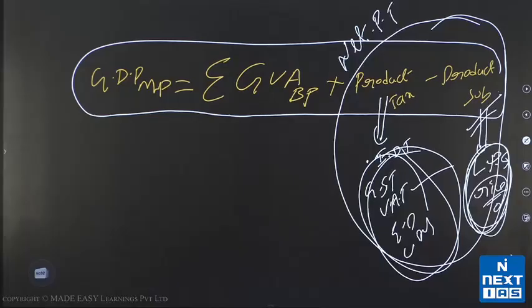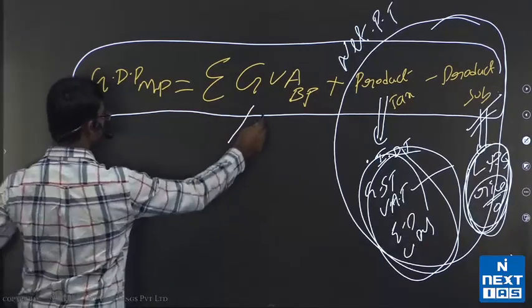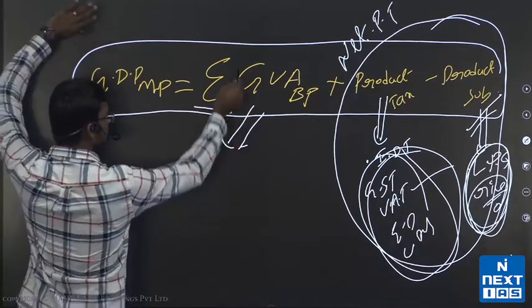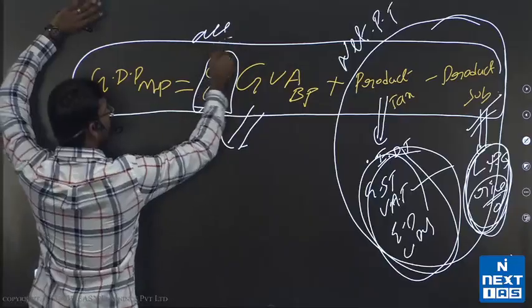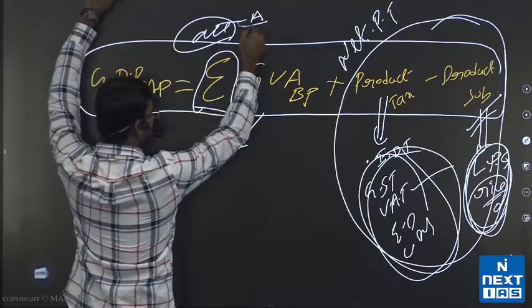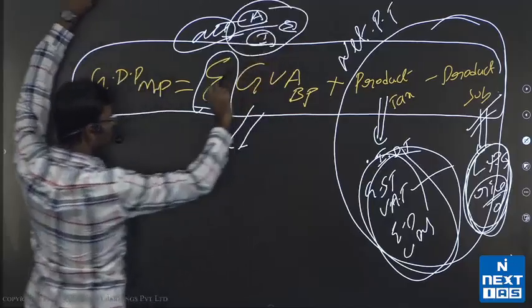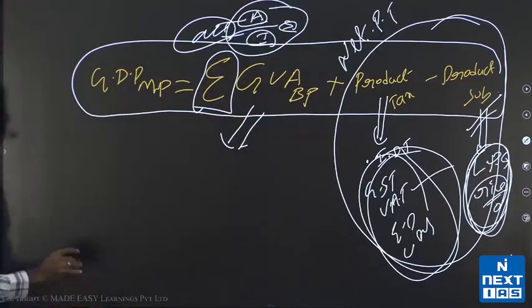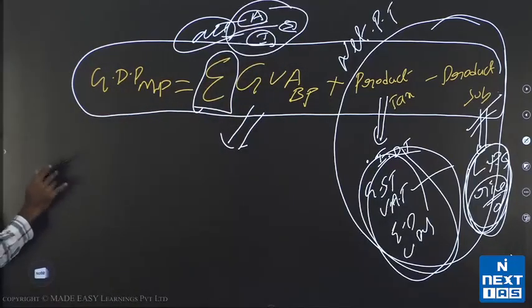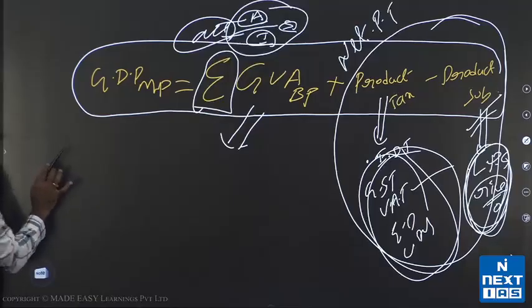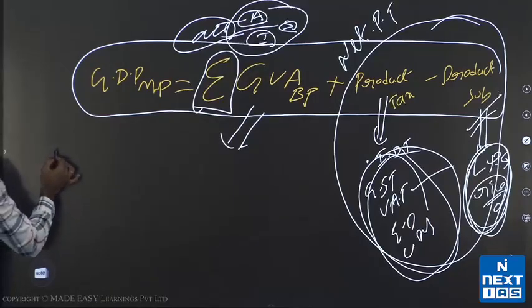But please tell us what is this GVA? First observe, sigma means all, like agriculture plus industry plus service sector. तीनों का वैल्यू एडिशन है. Now listen, GVA at basic price. See, first observe. Sir, I know what is factor cost. The answer is no. Factor cost means what?